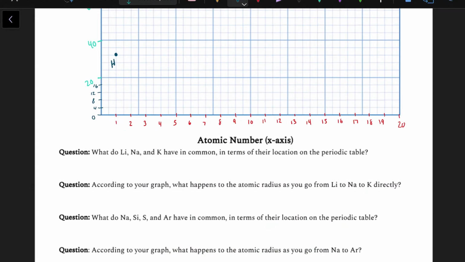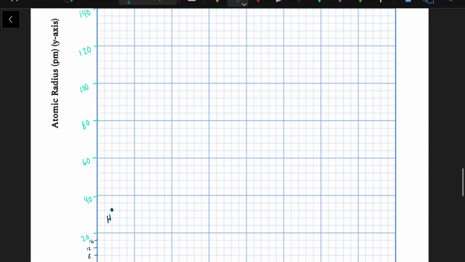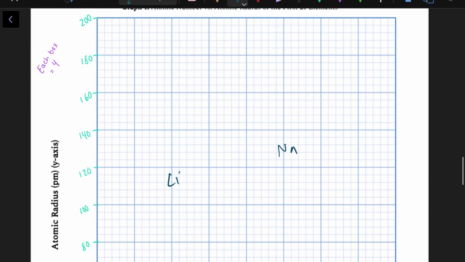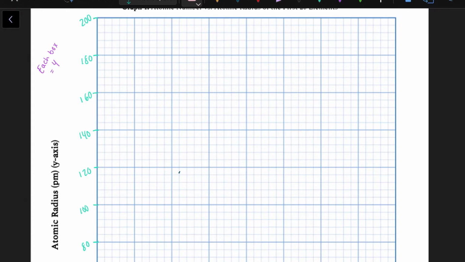And you'll have some questions on it. Just to point out for this question, what happens when you go from Li to Na to K directly? When you label all of your points, lithium will be somewhere over here, sodium will be somewhere over here, and K will be somewhere over here. Your job is to look at this one, directly to this one, directly to that one. So that is what that is talking about, not what's in between, just Li to Na to K.